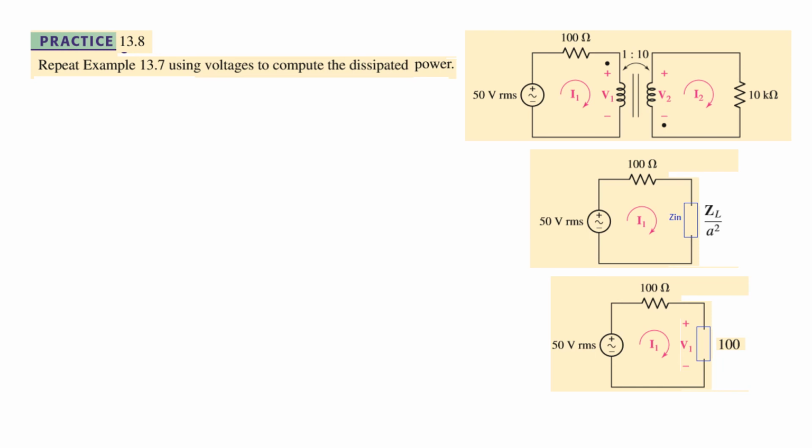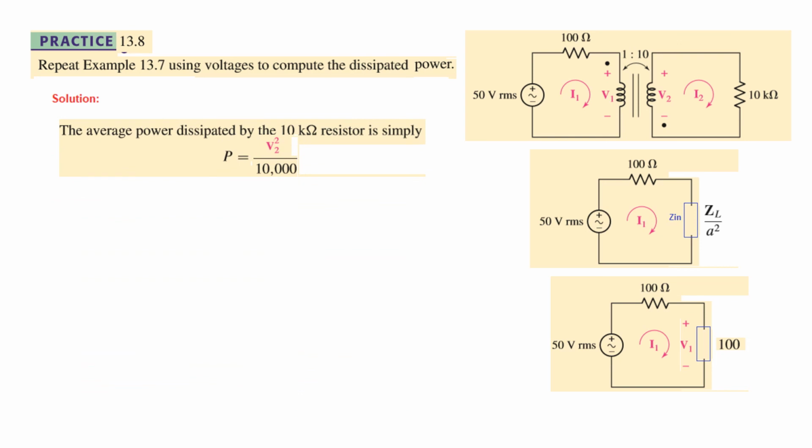Okay, now the practice problem. It says repeat example 13.7 using voltages to compute the dissipated power. So instead of current, we'll use voltage to calculate the power. It's the same circuit. So now the power equation, we can write it as V square over R. So here this is R and this is V2. So V2 square over R. So we need to find V2 now.